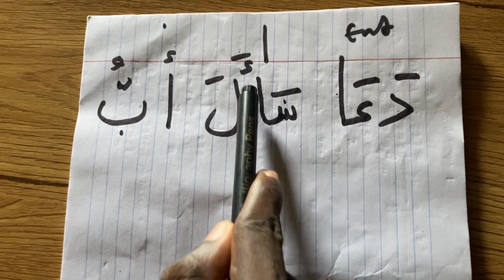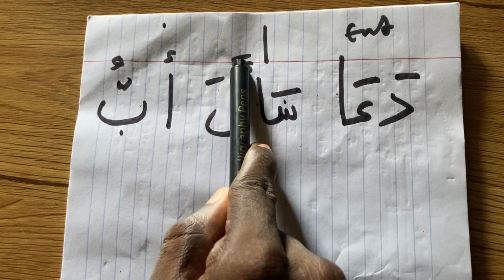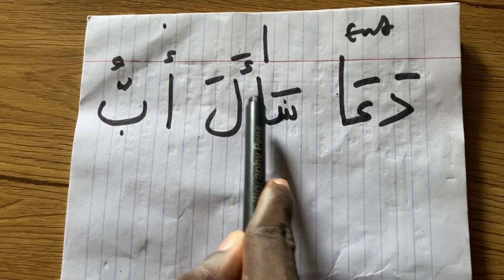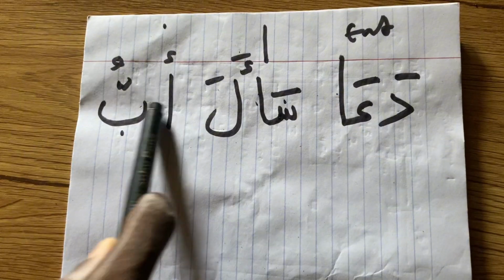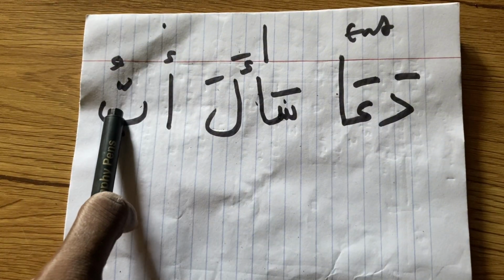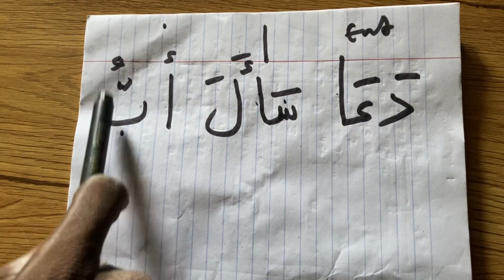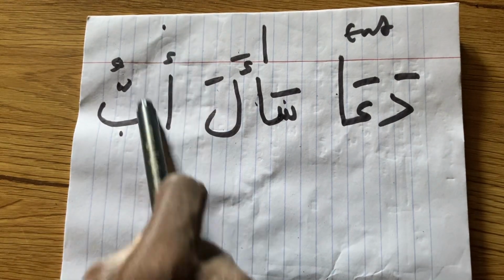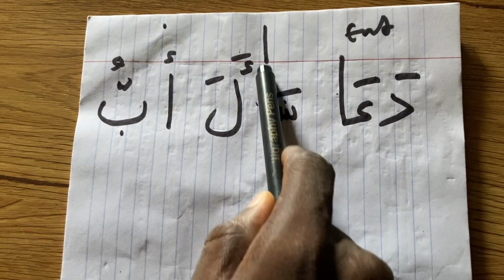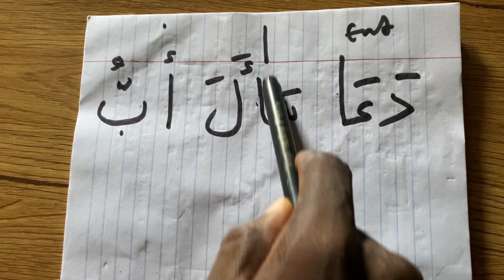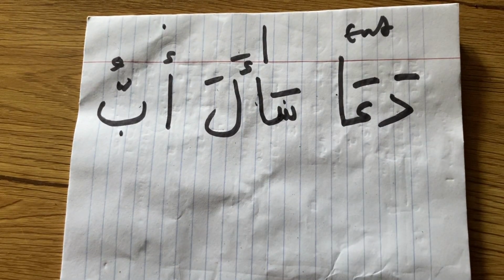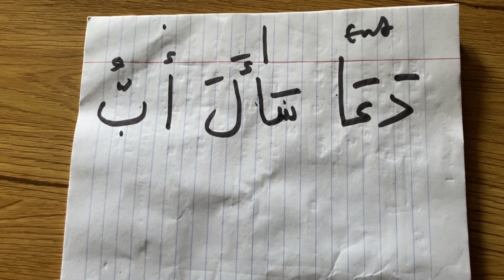Sin fatah sa, alifun fatah a, sa'a, lam fatah la, sa'ala. Alif fatah a, ba damma bu, abu. You can see alifun. This is the beginning. This is the center. Then this is the end alifun. Now let's go to the next one.